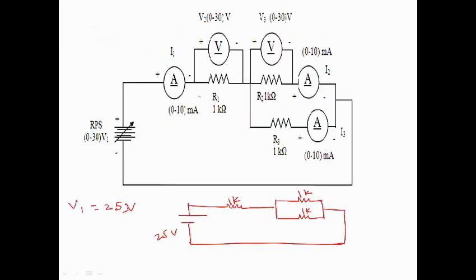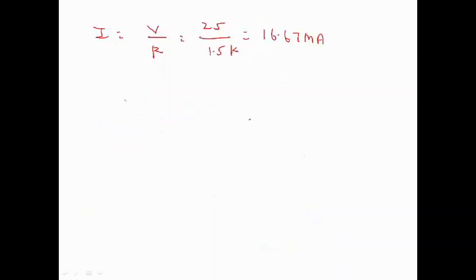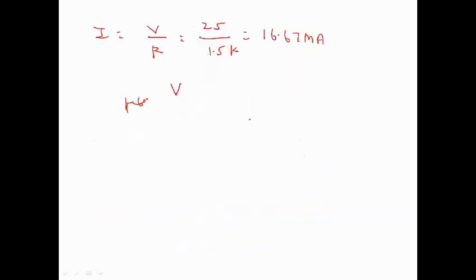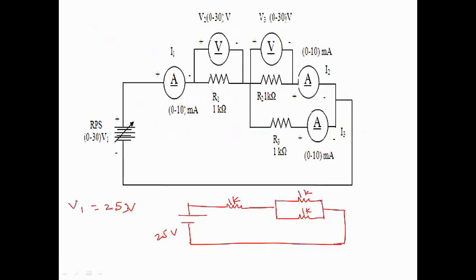I can find the drop across this resistor, V2. So my V1 is 25 volts I have set. So V2 is going to be, since it is a series circuit, the current is going to remain the same here, and 16.67 milliamps is going to flow here. So 16.67 milliamp into 1k, which is going to be 16.67 volts. And what is V3?